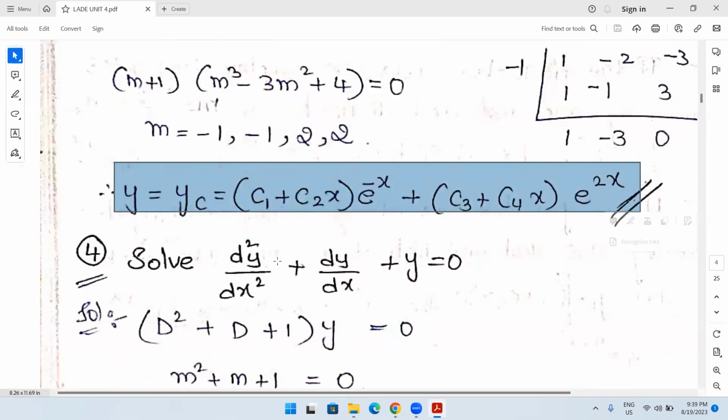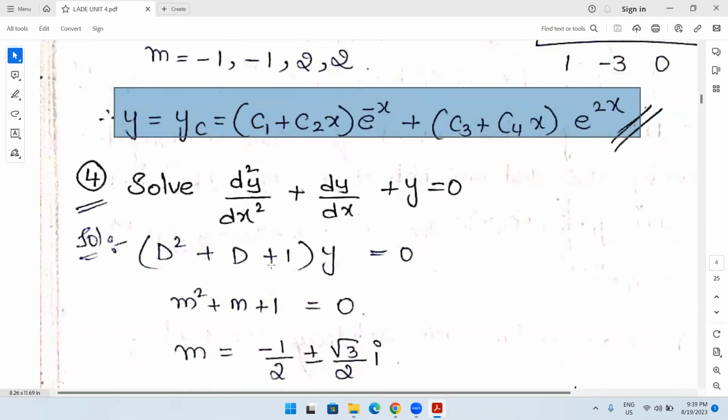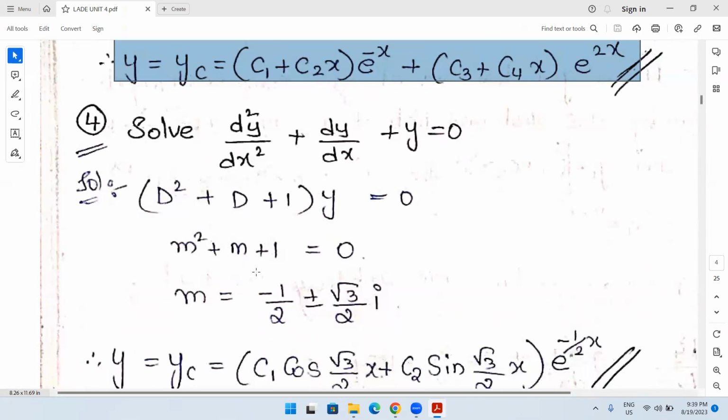For homogeneous equations, the complementary function itself is the general solution. There is no particular integral. We will learn particular integral later, so as of now, we learn only the complementary function. Okay, and let us move to the fourth problem.